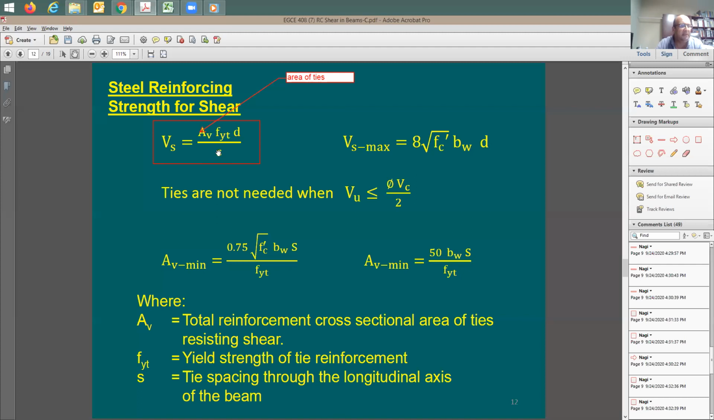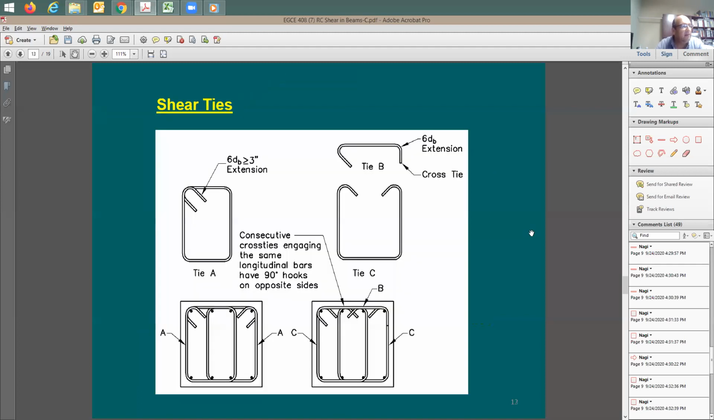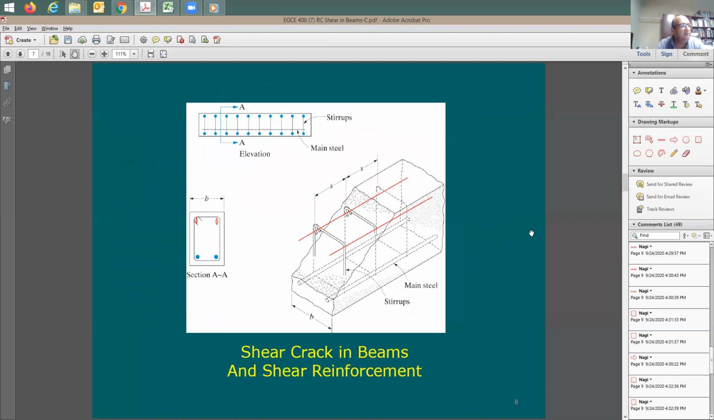How about s? What is s? It's the tie spacing. I'm going to take you back a few slides to this one here. Now, where is s? Tie spacing, right? Where is b? Here's the width b. Where's the depth? Depth is given from the tension rebar to the compression. So what is A sub V, the area of steel for the ties?